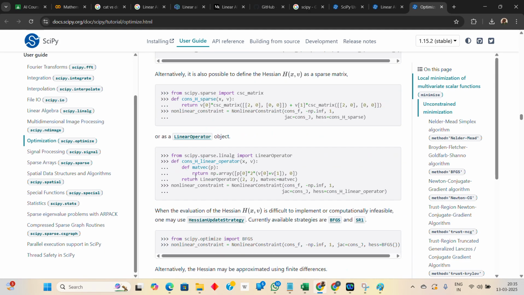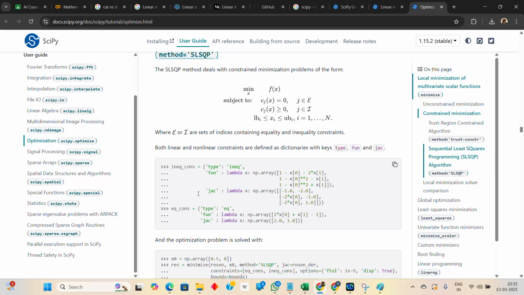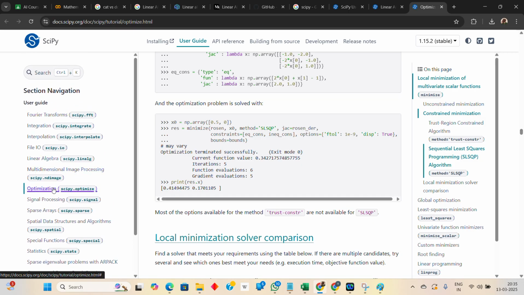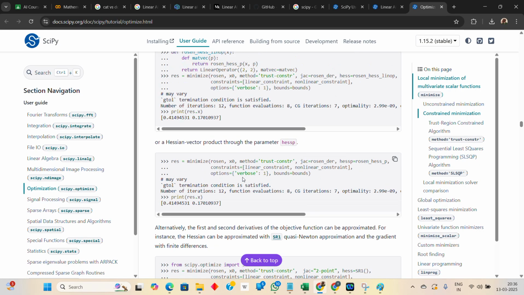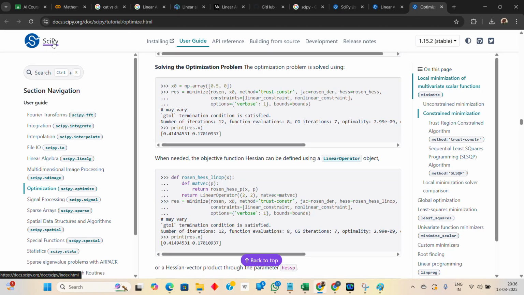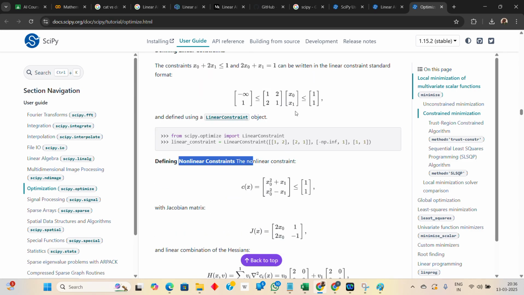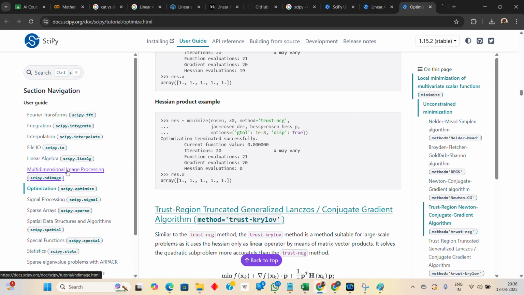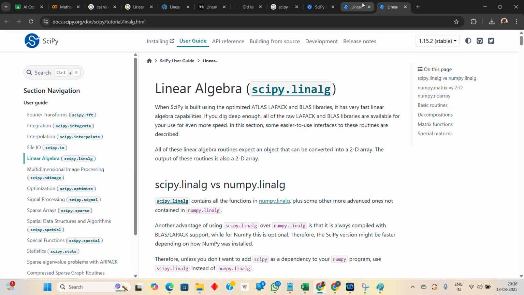Non-linear constraints, these are all core mathematical concepts, and also sparse arrays, statistics, and concepts like thread safety in SciPy and parallel execution. All such concepts you can implement using the SciPy library. SciPy is a wonderful library, especially for mathematical implementation with scientific logic. SciPy stands for Scientific Python. In your free time, you can explore, especially the linear algebra part. Optimization and the rest you can consider later, but linear algebra is a must.